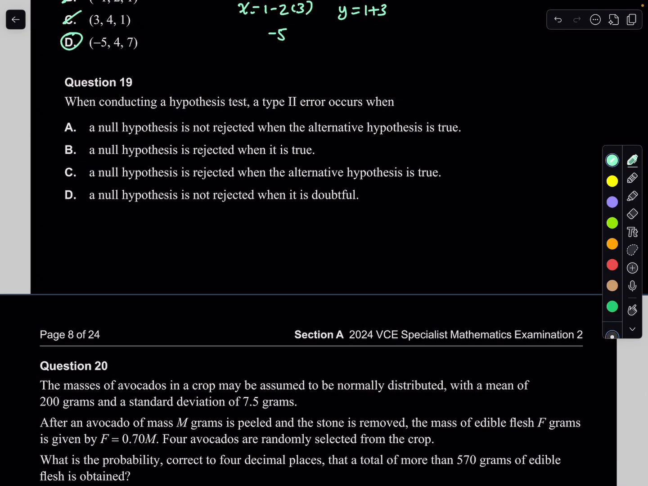19. When conducting a hypothesis test, a type 2 error occurs when? So let's think about type 2 errors. One of the best ways that I memorize type 1 and type 2 is that I've looked at the Jacaranda book and memorized this table, and it's so easy to memorize. So let's talk about it.